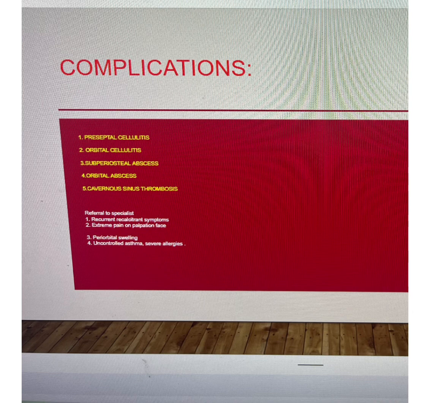And uncontrolled asthma, maybe that's causing the sinusitis, and the respiratory infections that may be causing it, so pulmonologist, and severe allergies, therefore the allergy specialist, and as I mentioned, dental caries, so appropriate dental referral.